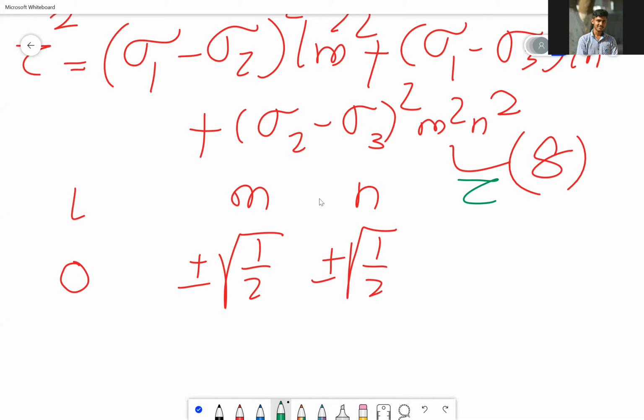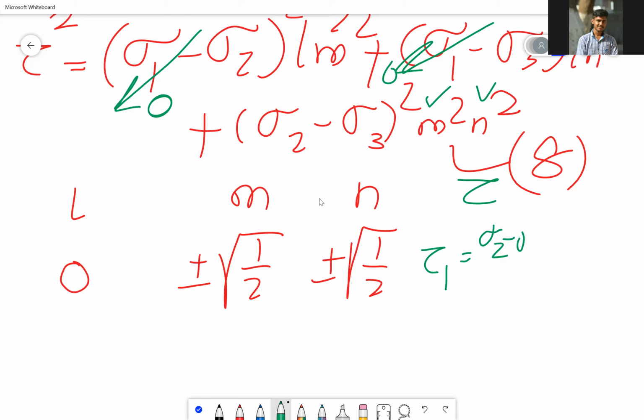Now put these values in equation 8, L is equal to 0. That means this term will be 0. Again, where L is 0, the total term will go to 0, and this component will also be 0. So if we go for the calculation of the shear stresses, we have only the values of M and N to put here. We'll find that tau 1 is equal to sigma 2 minus sigma 3 by 2.